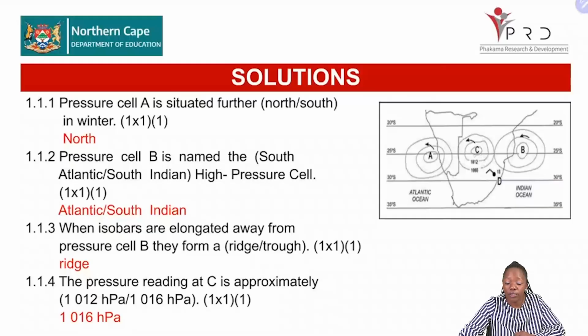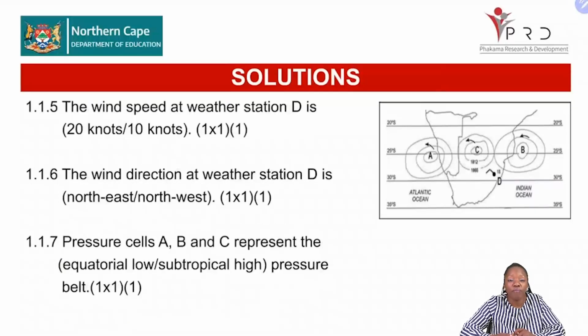Then as soon as it reaches C, you add another 4. So therefore it's 1016. Then your 1.1.5, the wind speed at weather station D, is it 20 knots or 10 knots? It is 10 knots. Remember, you are guided by this line.